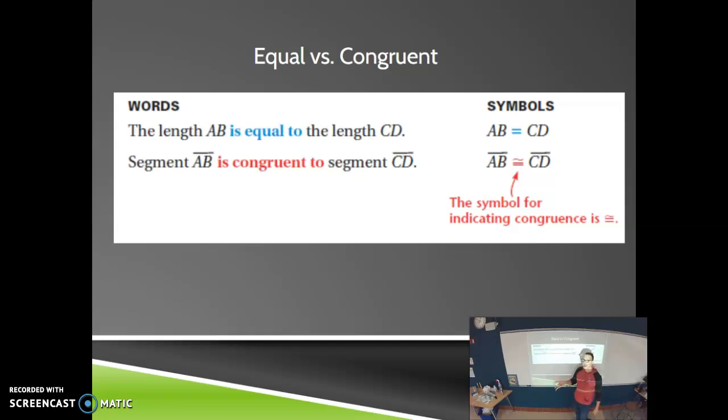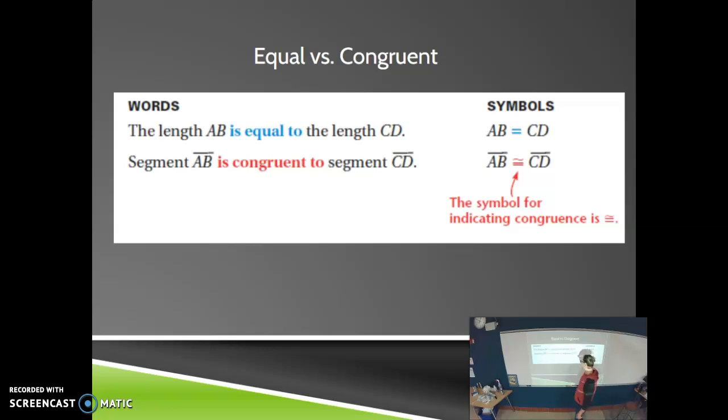I am the same height as my brother. The height of Jared is equal to the height of Tyler. It would be weird to say Jared equals Tyler. That doesn't make sense. But talking about the length or the height of those things does. Or we are congruent. We are the same height. Our measurements are the same, which isn't true. He's way taller than I am.